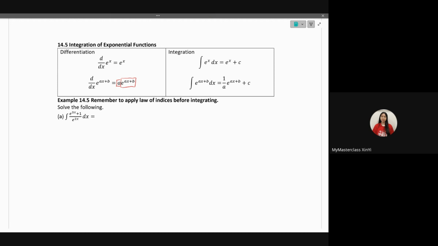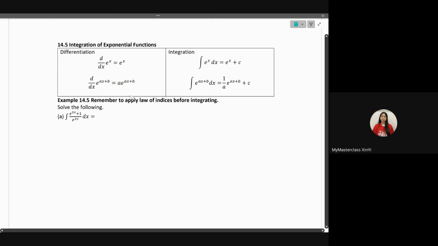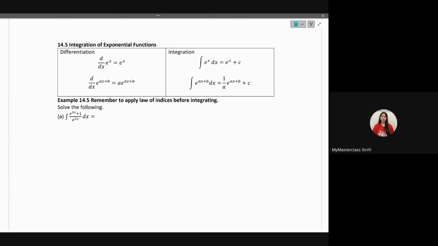Integration is somewhat the reverse. So when I integrate e to the power of x, I will get back e to the power of x, because integration is the reverse of differentiation. So when I integrate e to the power of x, I will get back e^x plus c. So that's for integration. We need to add a plus c at the back.